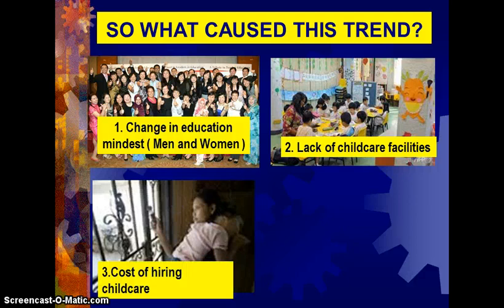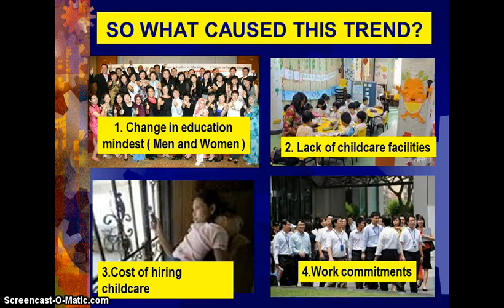Three, the cost of hiring childcare. If the parents go to work and don't have grandparents to look after the children, they have to hire maids, which also adds a cost to them. And this is another factor to discourage them from having more children. Lastly, work commitment. As people become more educated and as society becomes more advanced, people tend to work more in the office and also prefer to enjoy life. As a result, they do not see having children as a priority.